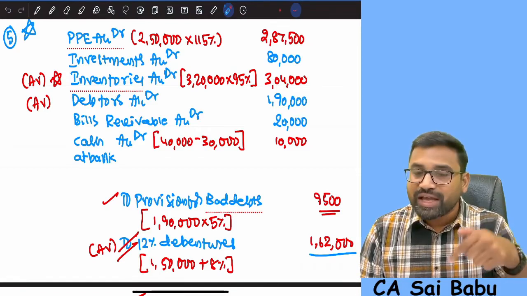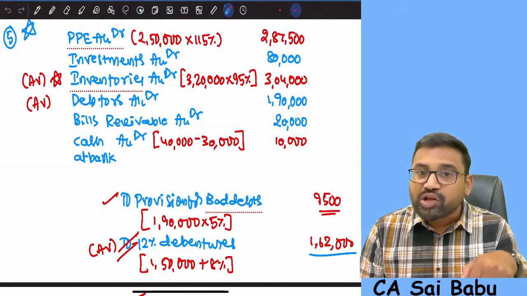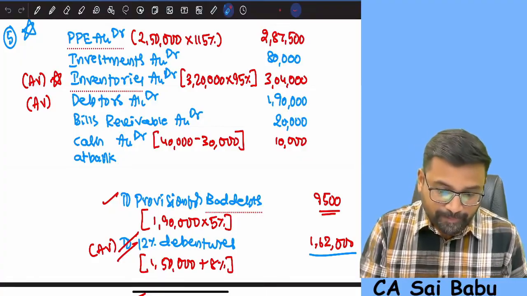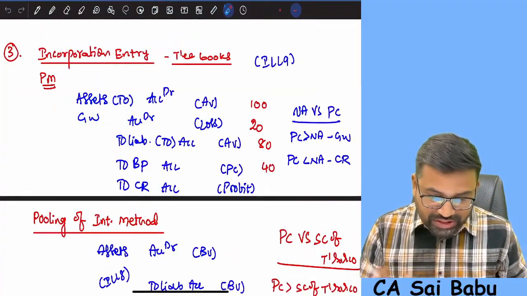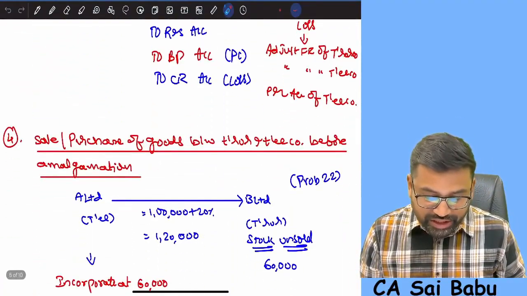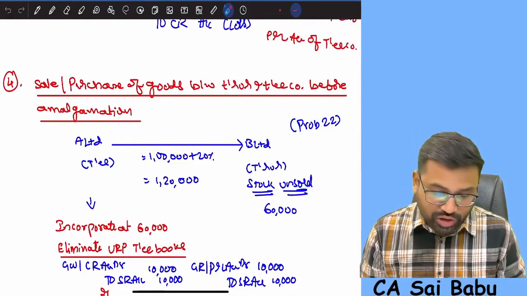Not available against free reserves of transferee. That is also not available, so debit to P&L account. Okay, so this is the incorporation entry and the important adjustments. Illustration 8, 9 you have to see.